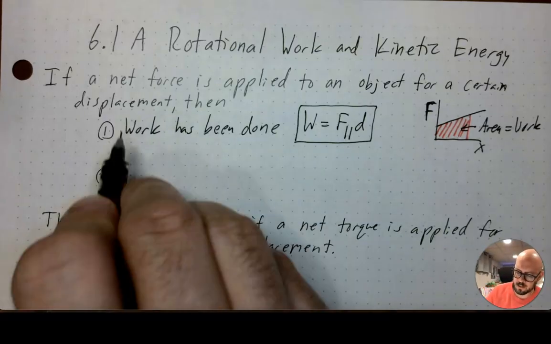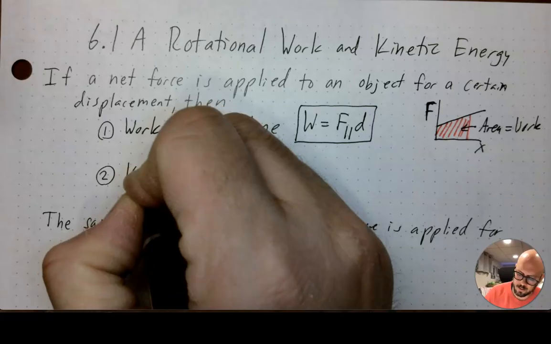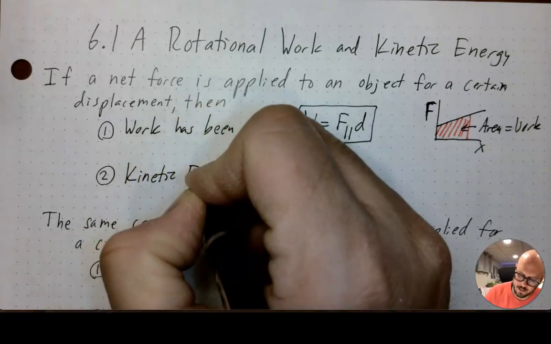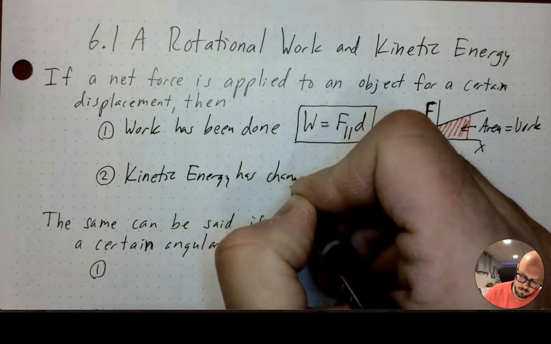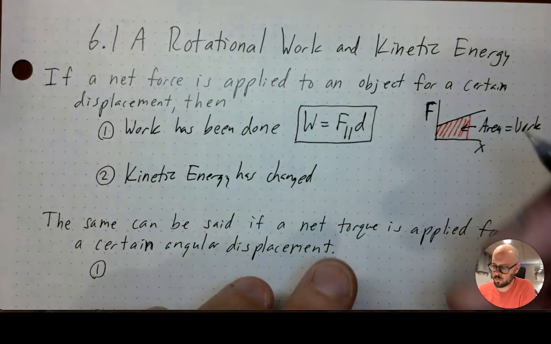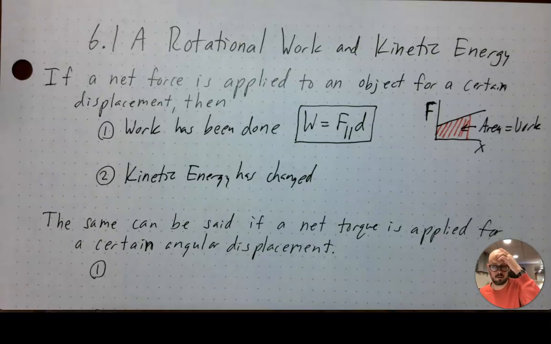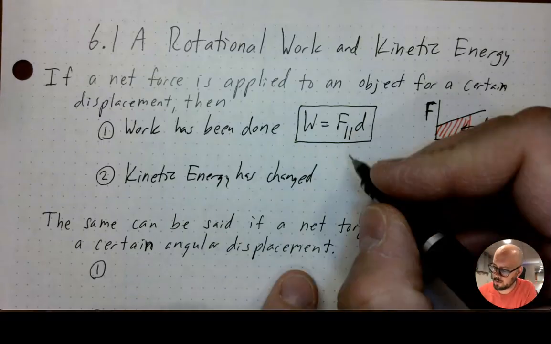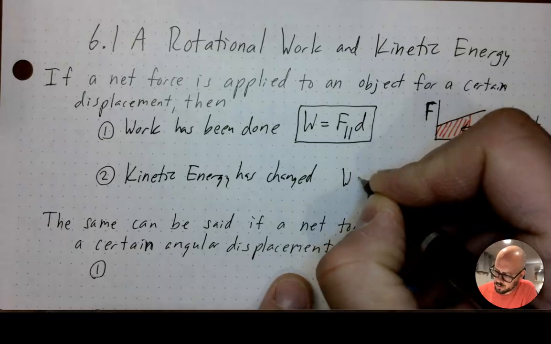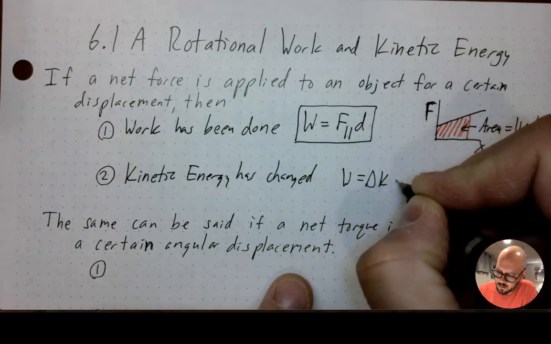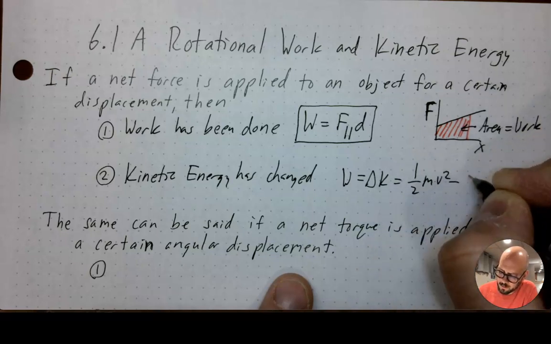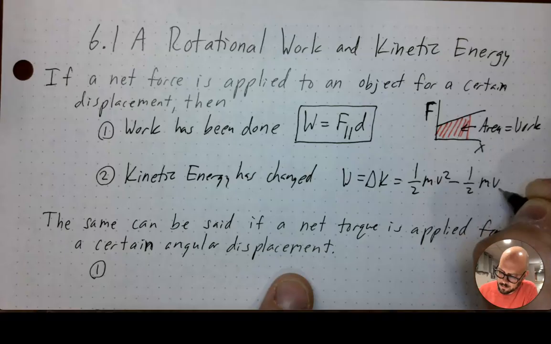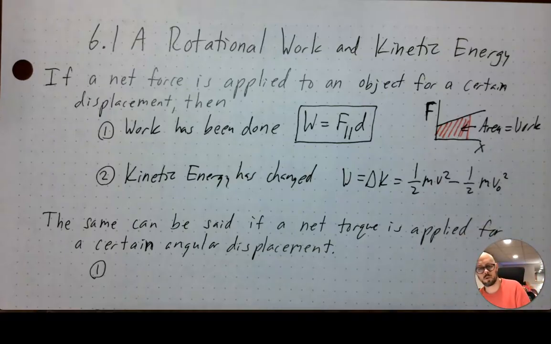If work has been done by the net force, then we say that kinetic energy has changed. That's only if the net force has done work, and for the most part in rotation, that's the situation that will happen. And so work done by the net force results in a change in kinetic energy. Kinetic energy is 1/2 mv squared, so a difference between final and initial.